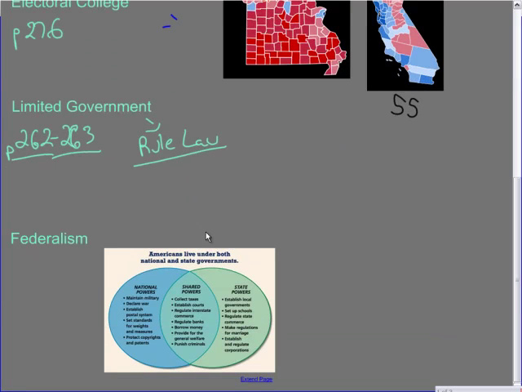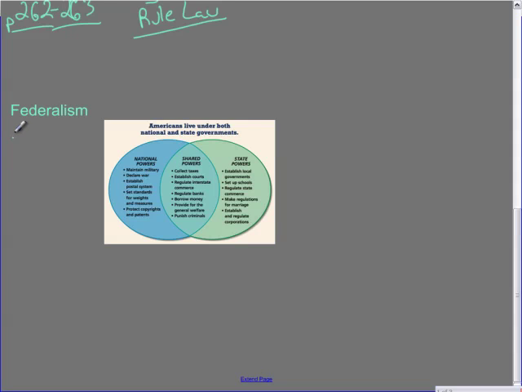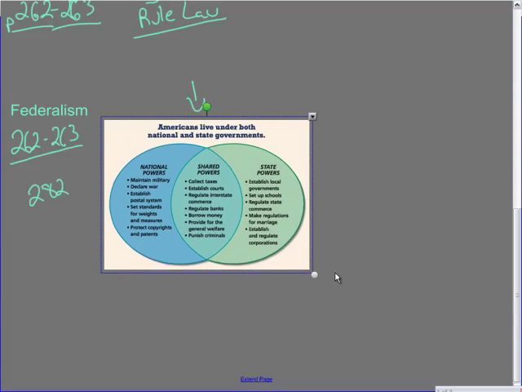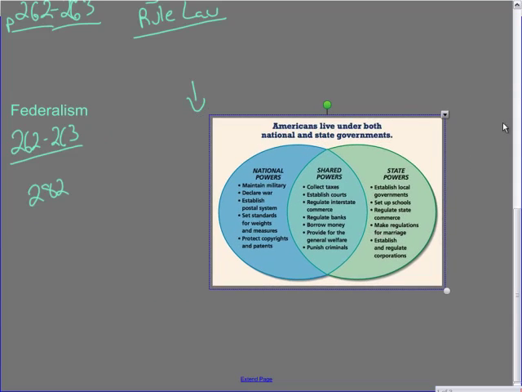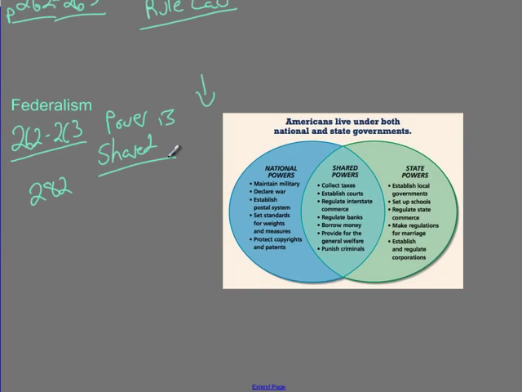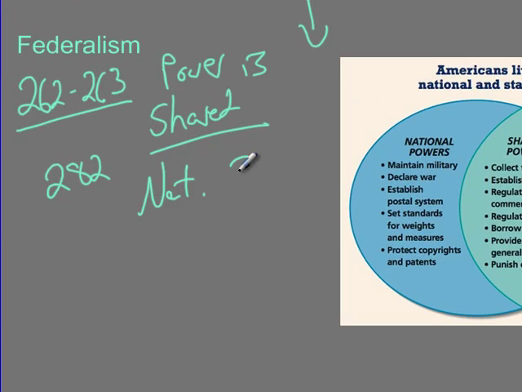The next principle of the Constitution we look at is federalism. Again, we can look at pages 262 and 263 for an overview summary. And if you want this chart, the book has it nicely laid out on page 282. The key thing you need to know for federalism is that its power is shared between the national government and the states.